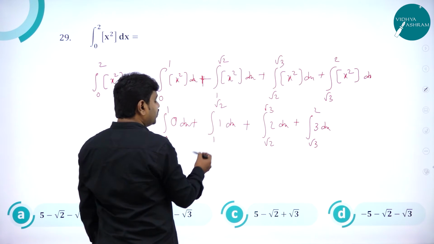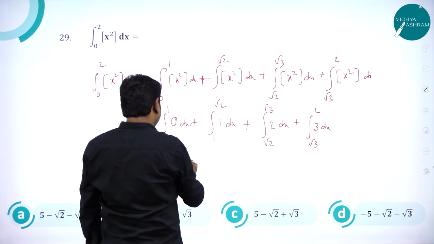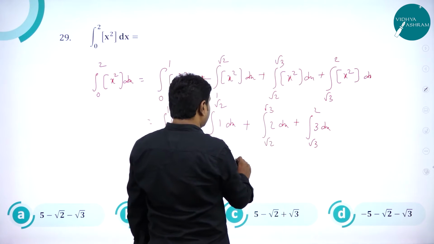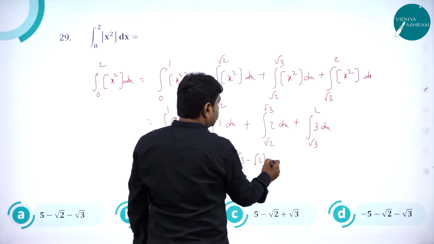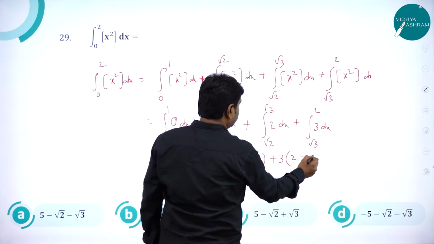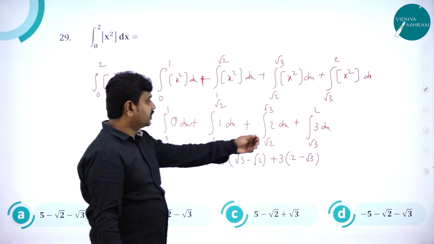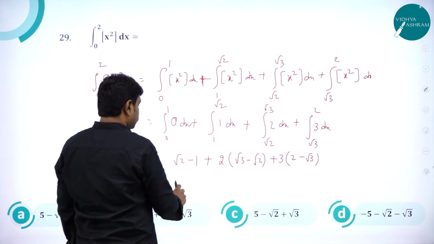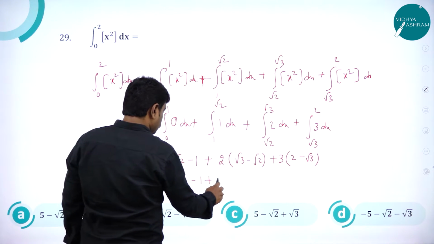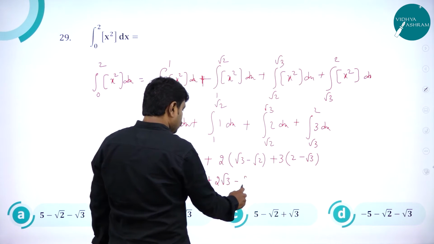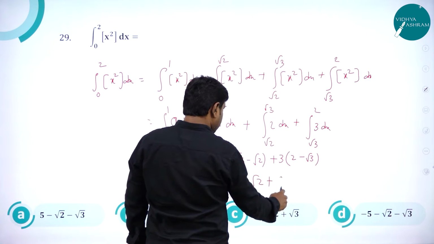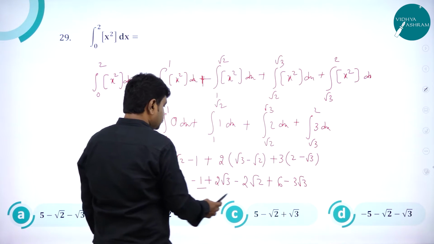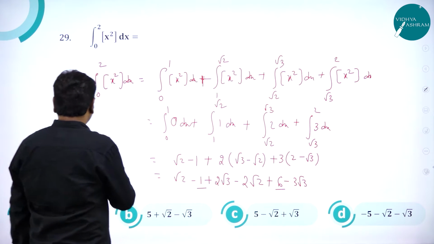Now integration of 1 is x. For x, if you apply upper limit minus lower limit, root 2 minus 1, this will give you x. 2 times upper limit minus lower limit, root 3 minus root 2, and this will give you 3. Upper limit minus lower limit, 2 more times root 3. Integration of 3 is what? 3x. Then apply upper limit minus lower limit. Directly I have done it. Now root 2 minus 1 plus 2 root 3 minus 2 root 2 plus 3 times 2 is 6 minus 3 root 3. So numbers 6 and minus 1. 6 minus 1 becomes what? 5.